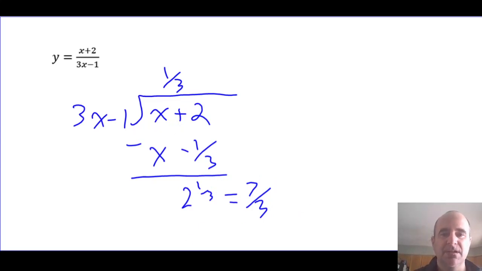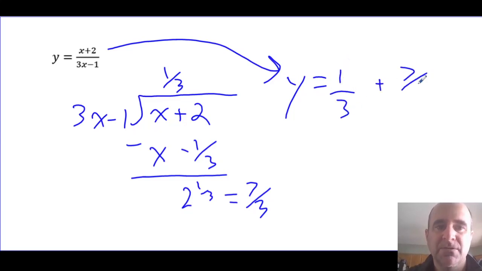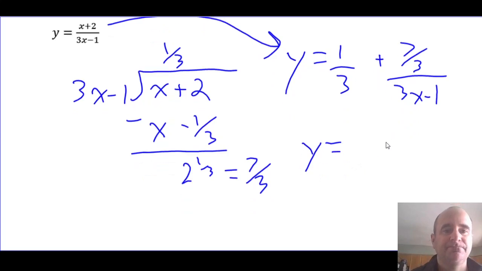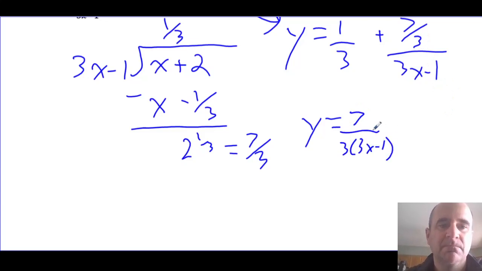So what's that mean? Well, it means that now that we've divided it, it can be rewritten as 1/3 plus 7/3 over 3x minus 1. Rewriting that gives us y equals, so 7/3 divided by 3x minus 1 is actually the same as 7 over 3 times 3x minus 1, plus 1/3.